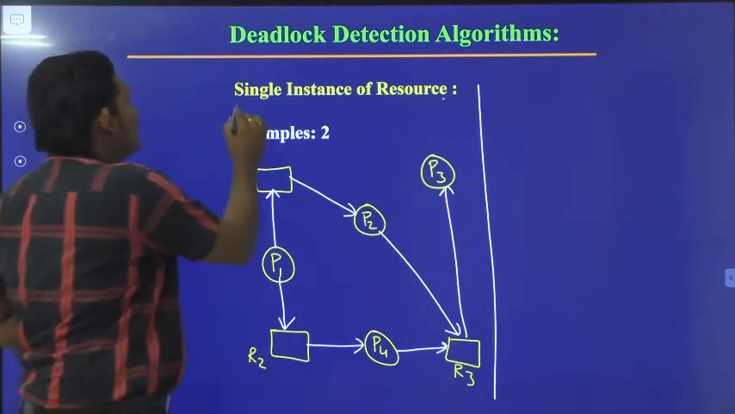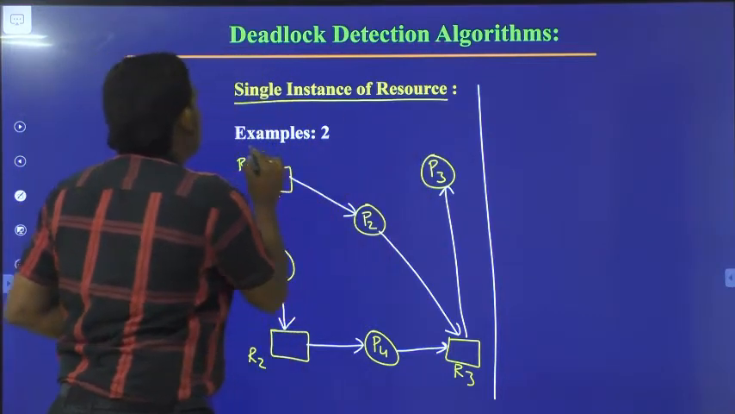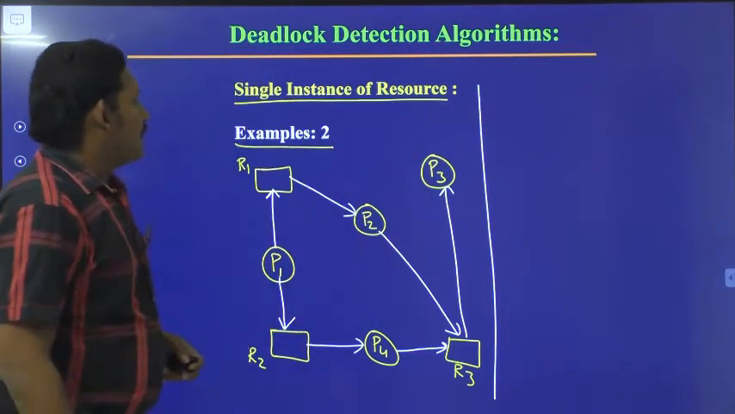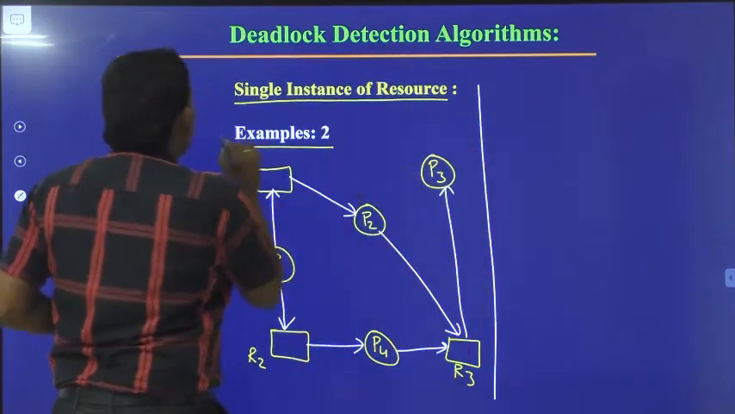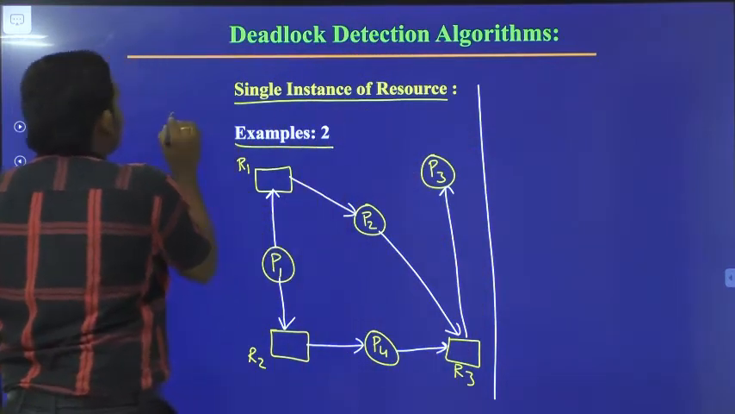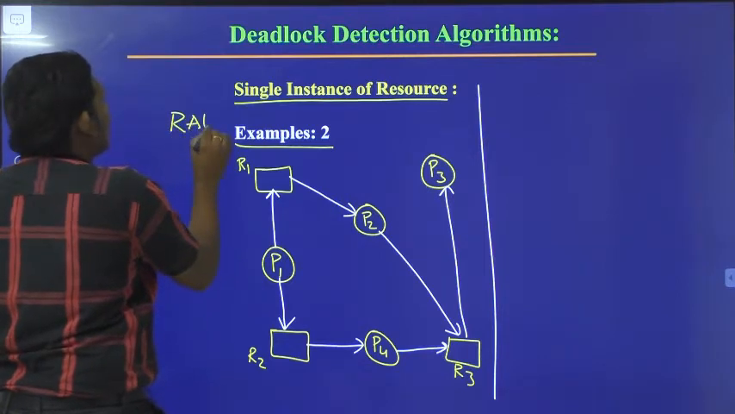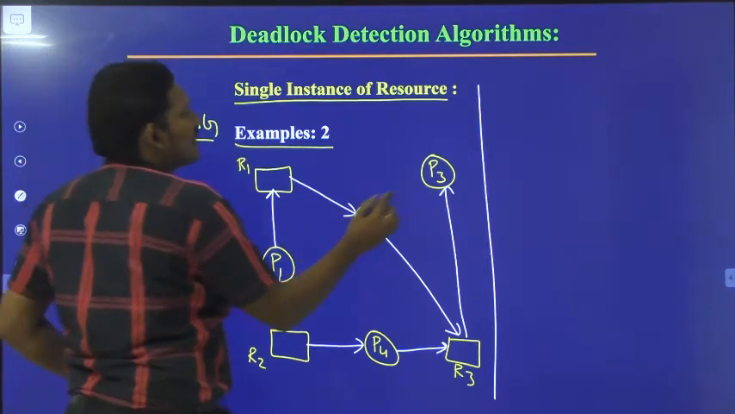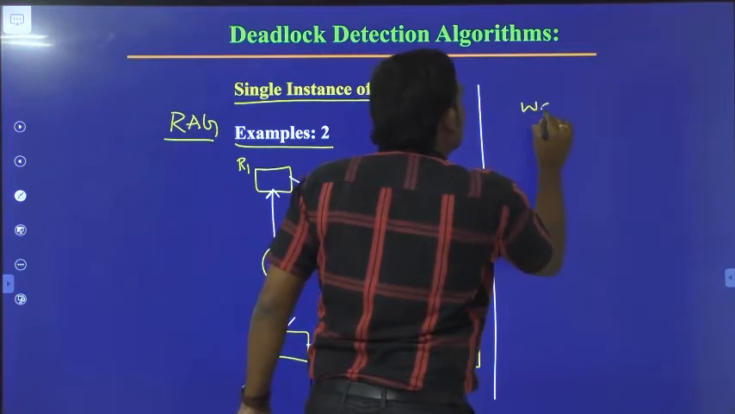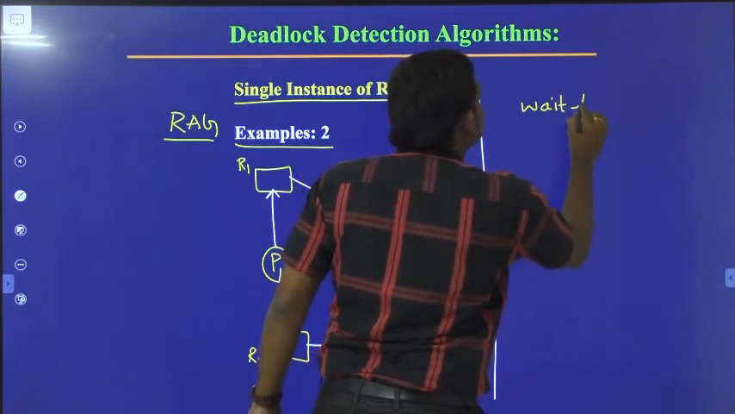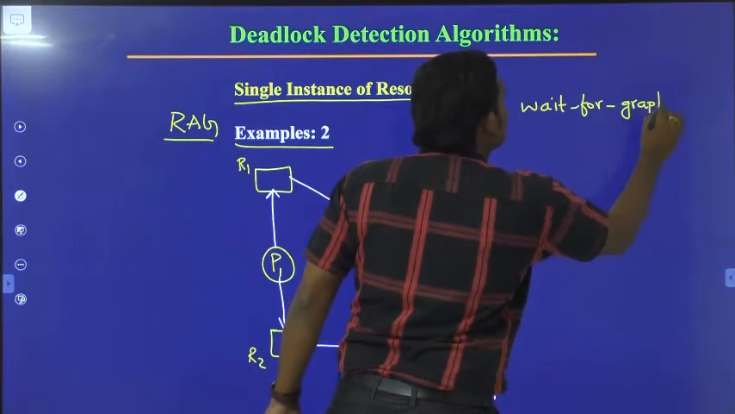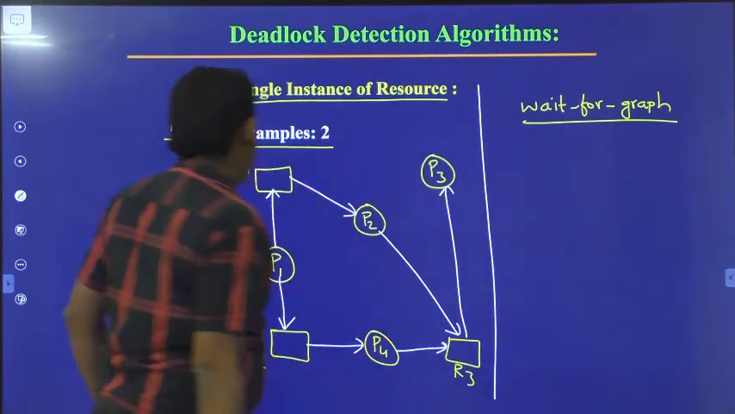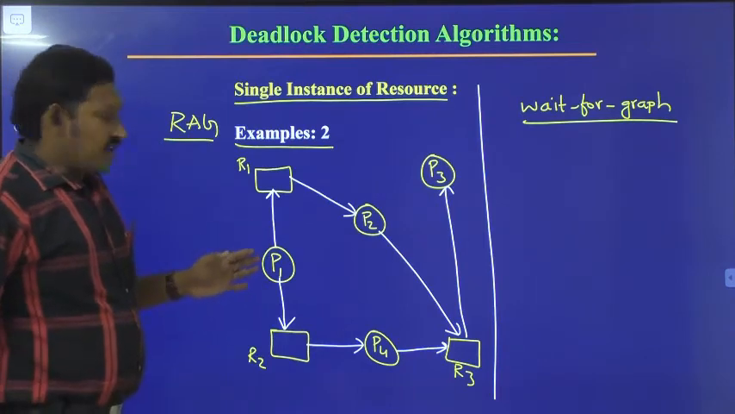So this is the second example. This is also regarding single instance resources only. This is the resource allocation graph. We have to construct the wait for graph. So here it is very clear.